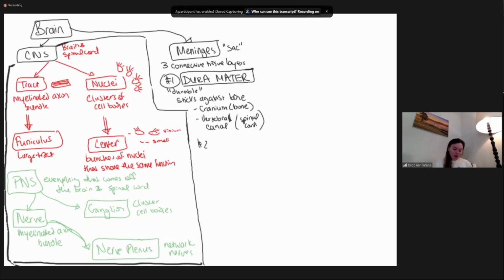And then we have our arachnoid mater. Someone asked about myelinated. Arachnoid mater is the next layer. Arachnoid means spider because it looks kind of like a spider. And I'll draw this in red because it's kind of important. So the subarachnoid space has, I'll draw that in yellow, CSF. Everybody remember CSF? Cerebrospinal fluid.